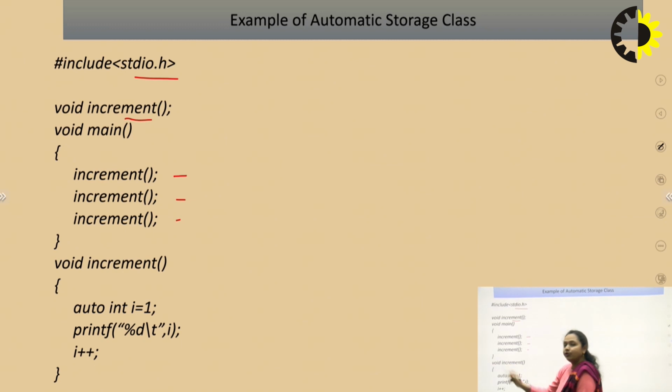After closing the main block, the definition of increment has been given. And within the definition of increment, you can see that I have taken a variable I of type integer whose storage class is auto. So auto int I equal to 1, which means the variable I has data type integer, that is, it will store integer type values, with storage class automatic.